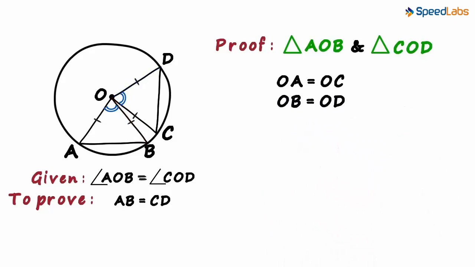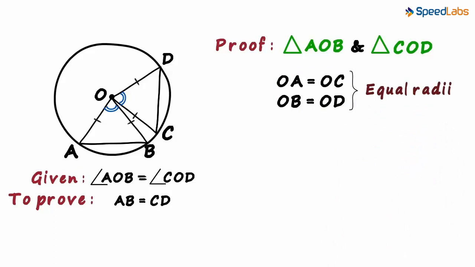When you write this proof in your exam, you are also supposed to mention the reason next to each line. Like in this case, we got these two equations as each of these is the radii of the same circle. We can write equal radii next to these two equations.